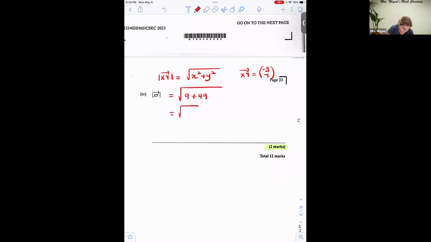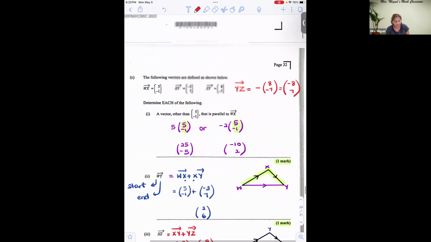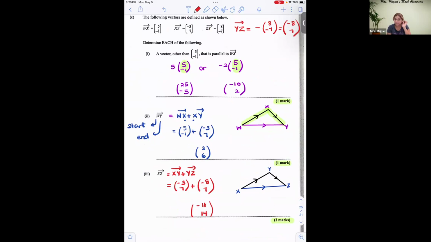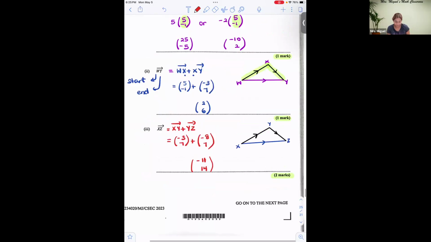This is square root of 58. So it's 7.61 units. All right, so to be honest with you, this part of the vector question that CXC brought in 2023 wasn't bad at all. And it is a part of a question that we could score full marks. There wasn't anything difficult. The only thing is, I think they would have caught students with writing a vector that is parallel. They have to understand the concept to write a vector that is parallel, but everything else was straightforward.